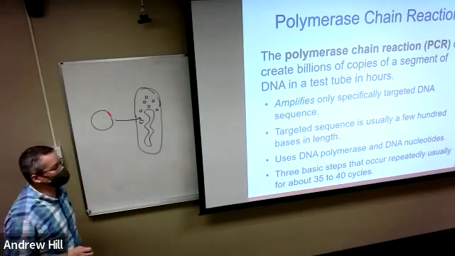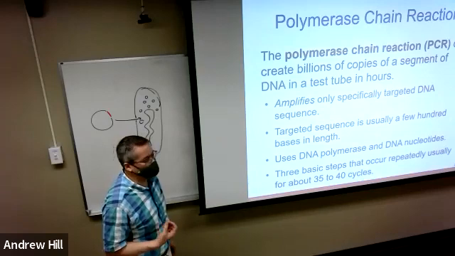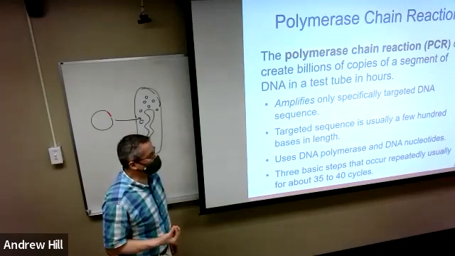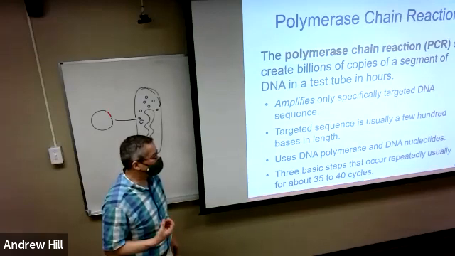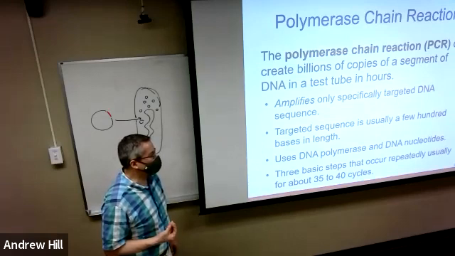So polymerase chain reaction, or PCR, can create billions of copies of a segment of DNA in test tubes within hours. So it's going to only amplify a specific targeted DNA sequence. We'll talk about how it does that. The targeted sequence is usually just a few hundred base pairs in length.